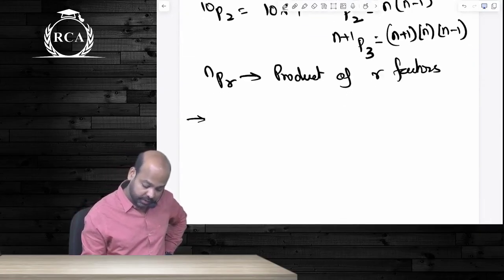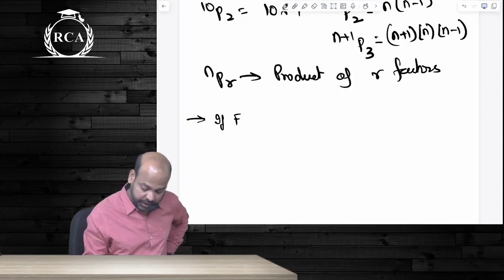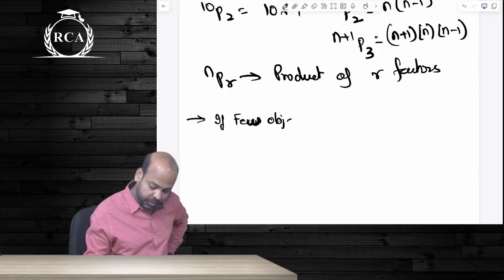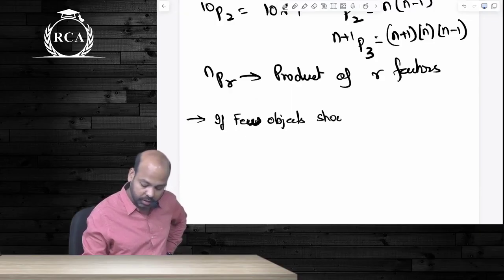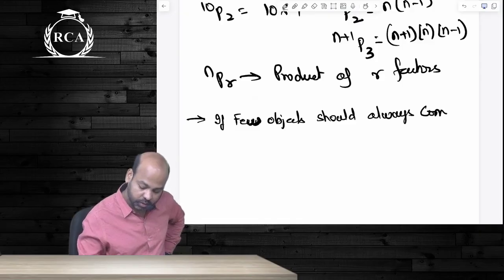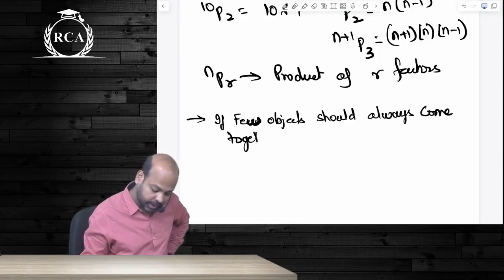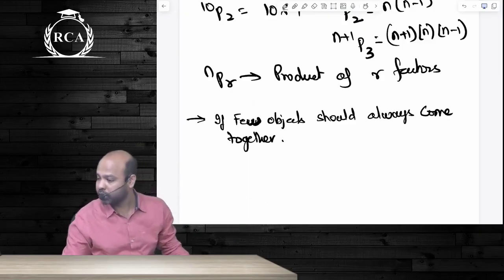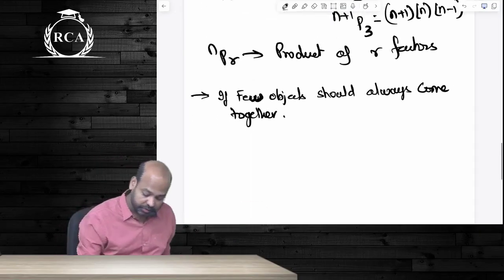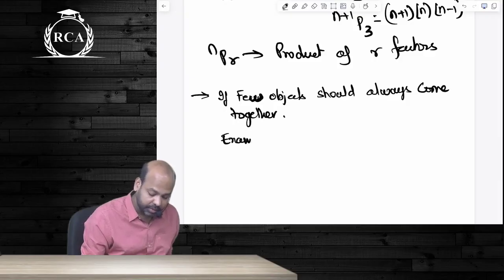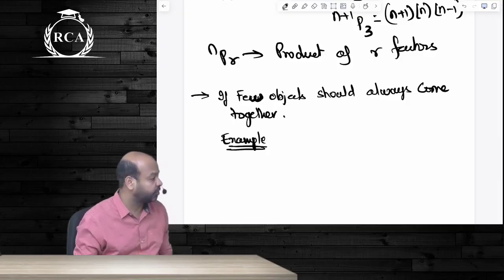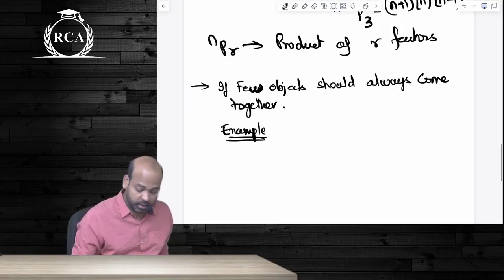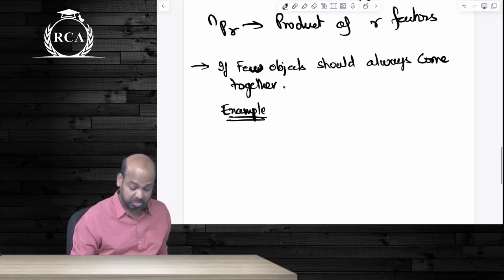Next case is, what if few objects have to come together? Few objects should always come together. If few objects should always come together, what are we supposed to do? Whatever has to come together, you will consider them as one unit. For example, in class I did multiple cases using the word failure, if you remember. Revise it completely.